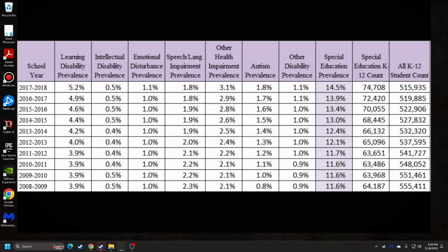For each school year, the table provides the percentage of students with different types of disabilities and the count of students in special education and all K-12 students. For example, in the school year 2017, 2018, learning disability prevalence was 5.2%, intellectual disability prevalence was 0.5%, emotional disturbance prevalence was 1.1%, speech/language impairment prevalence was 1.8%, other health impairment prevalence was 3.1%, autism.